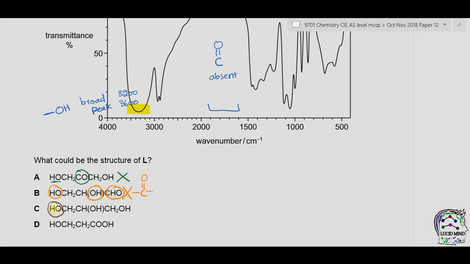In part C we have an alcohol functional group. No carbonyl carbon is present. So an alcohol gives a broad peak between 3200 to 3600 per centimeter, which is present in this structure, so therefore C could be the correct answer. In part D we have an alcohol functional group. We also have a carboxylic acid, which consists of a carbonyl carbon. Now the carbonyl peak is absent, so therefore D is wrong. Correct answer is therefore C.